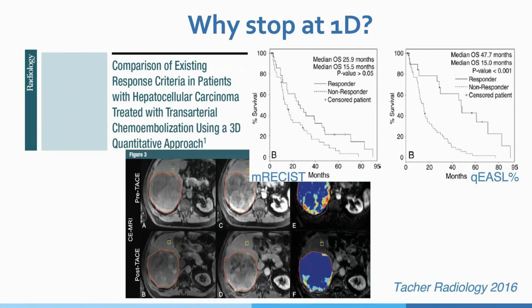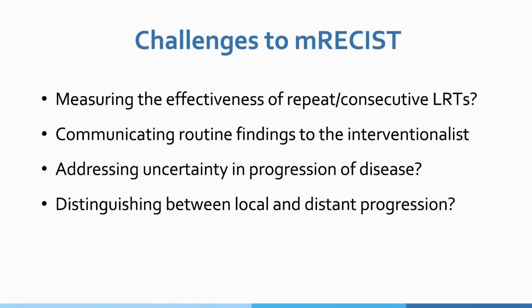So at this point, mRECIST, even though it's now over 10 years old, still remains the dominant criteria for assessing patients after local regional therapy. But there are some challenges. And the challenge is that unlike systemic therapy, local regional therapies are applied over repeated sessions, sometimes sessions separated by months to years. And measuring the effectiveness of a local regional therapy when it's not applied continuously becomes very, very challenging.